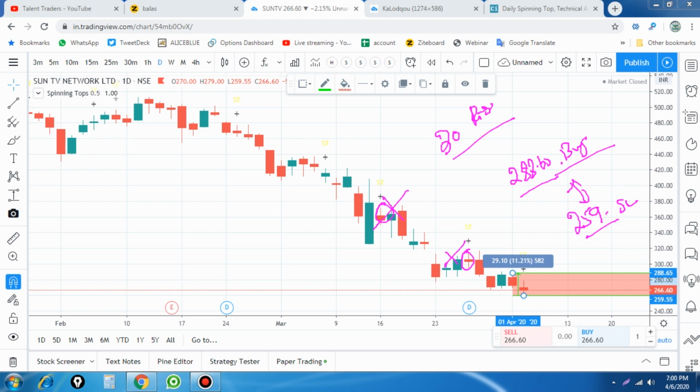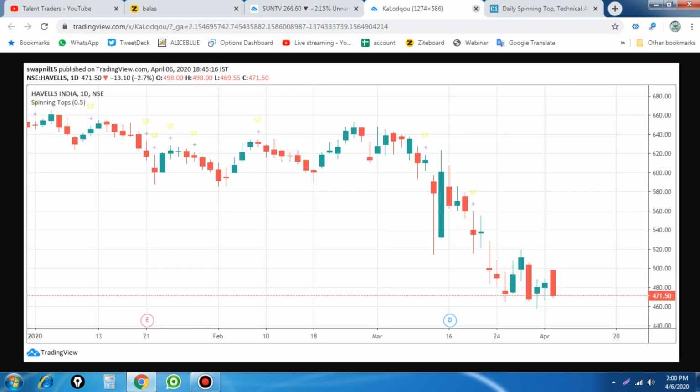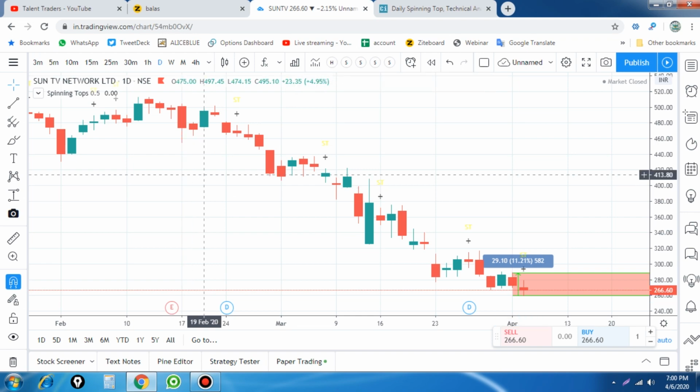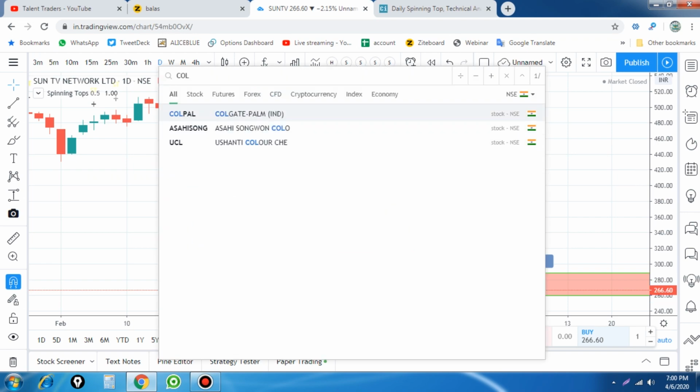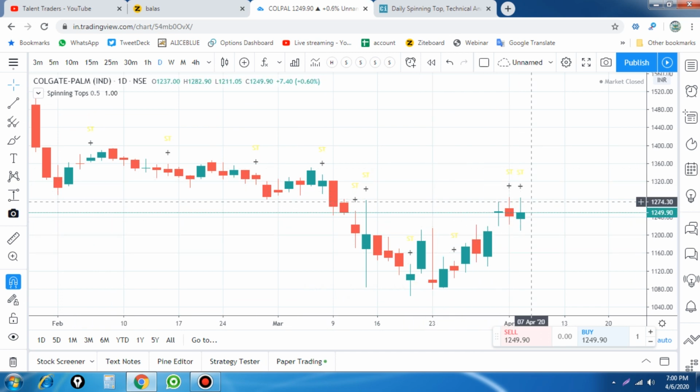Once you find this kind of trade opportunity, you will get some good opportunities in the market. Besides Sun TV, what are the other stocks we find? Colgate, SRF. Let's check all the stocks. Colgate Palmolive. Let's try that. It is forming a spinning top candle, but it was forming at a higher level.